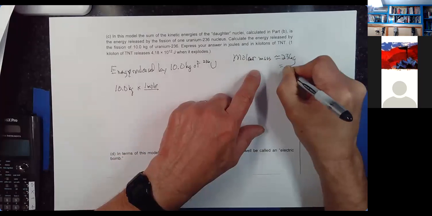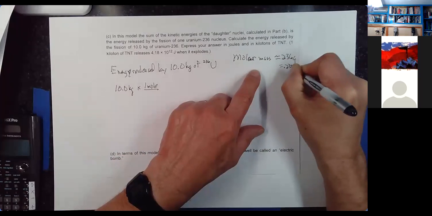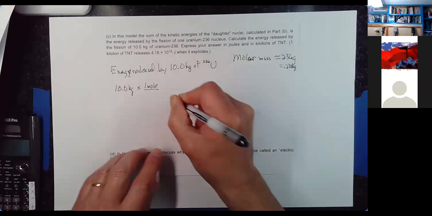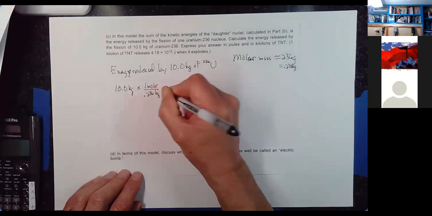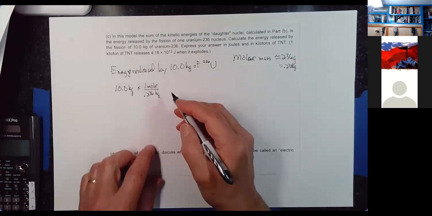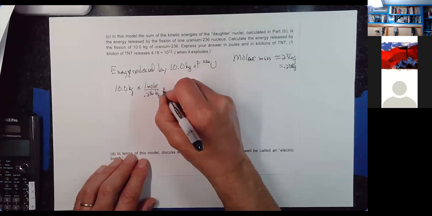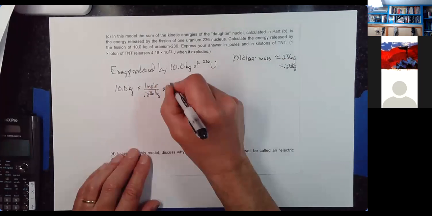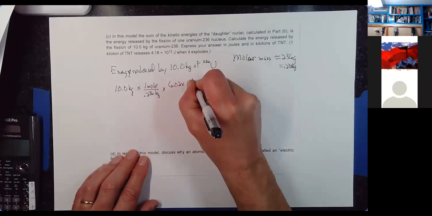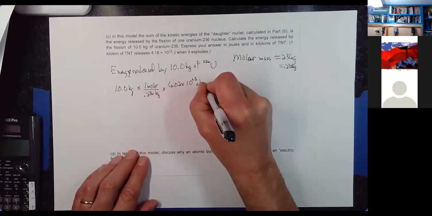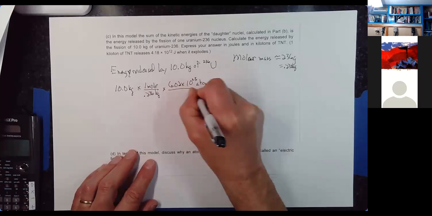Which is 0.236 kilograms. And so 1 mole over 0.236 kilograms, and that'll tell me how many moles I have. And then I multiply that by 6.02 times 10 to the 23rd atoms. This is chemistry now, per mole.